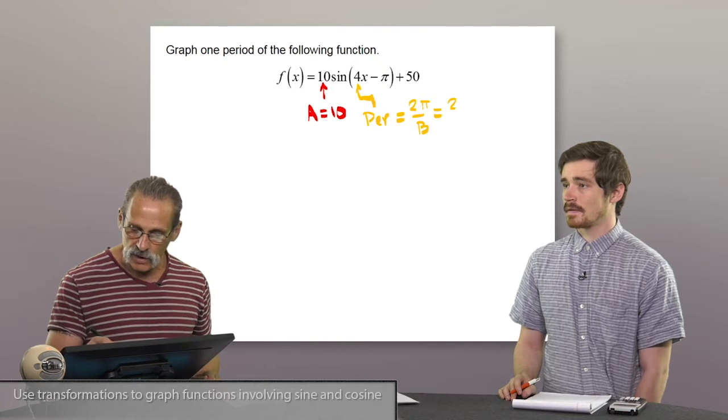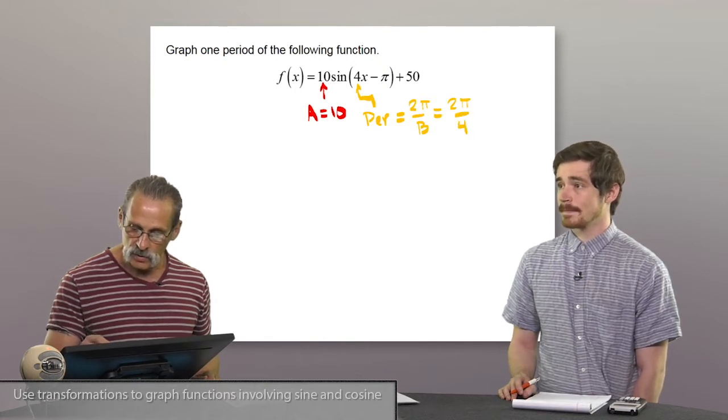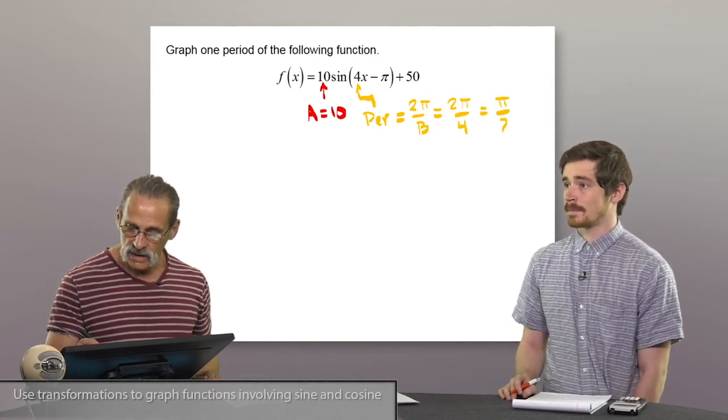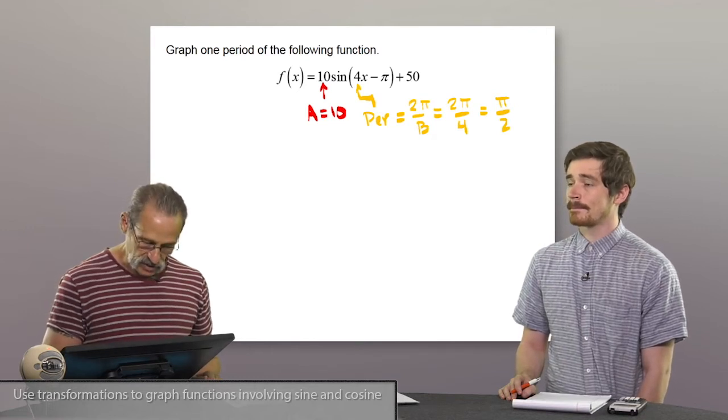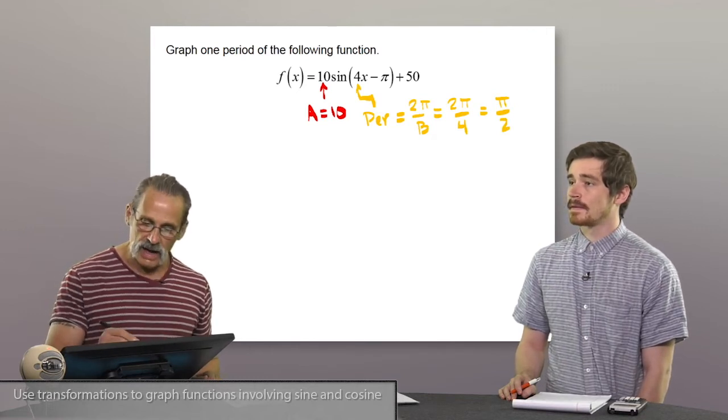And so that would be 2 pi over what? 2 pi over 4, which would be pi over 2. Excellent. Now, the next number we see is pi right here.